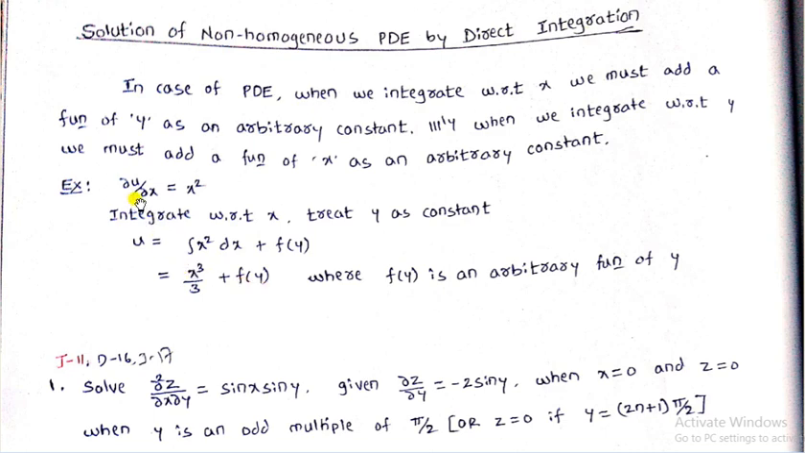For example, dou u by dou x equal to x square. So here we integrate with respect to x, and we add an arbitrary function f of y. The integration of x square becomes x cube by 3 plus f of y. So f of y is the arbitrary constant here.